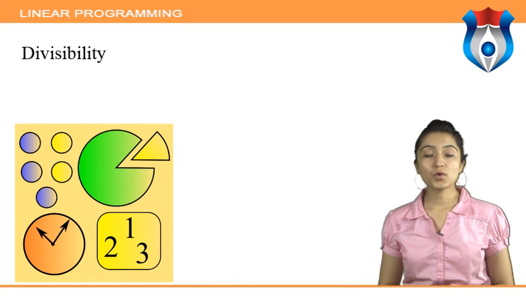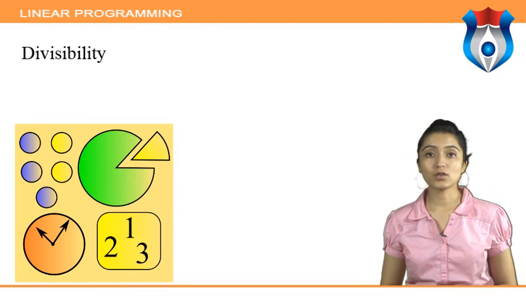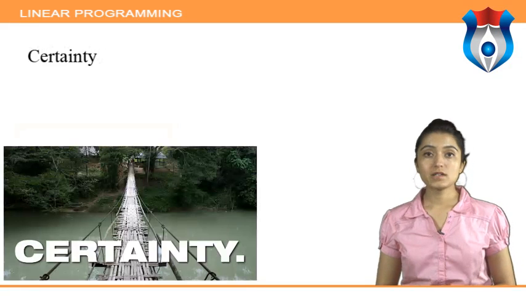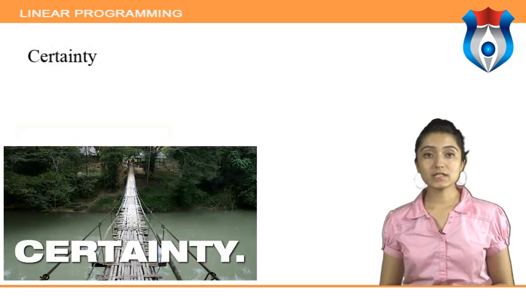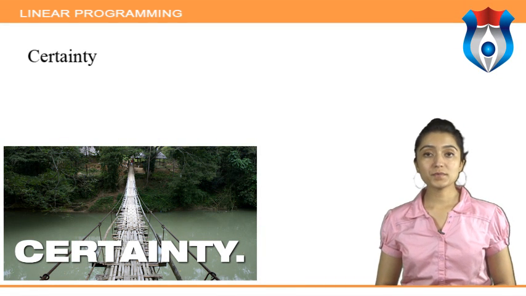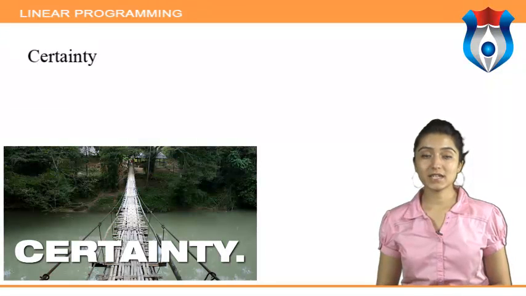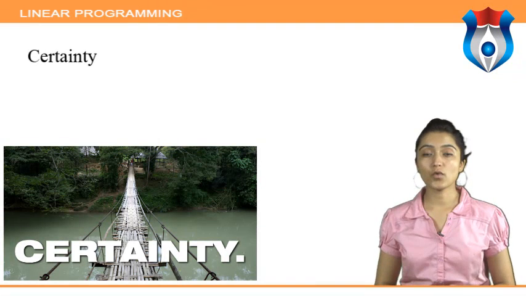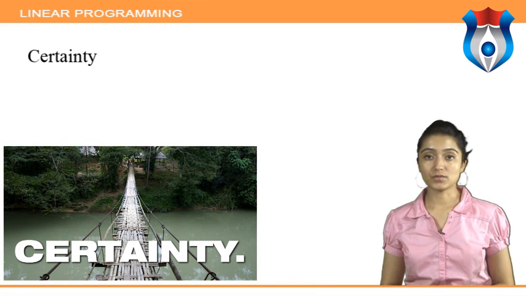Divisibility. The problem formulation assumes that all decision variables can take on any non-negative value including fractional ones. Certainty. The certainty assumption requires that the parameters Cj, bi and Aij be known constants. The optimum solution derived is predicated on perfect knowledge of all the parameter values.